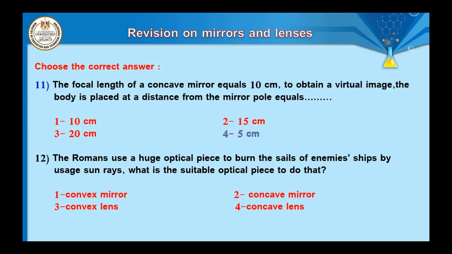Number 12. The Romans used a huge optical device to burn the sails of enemy ships by using sun rays. What is the suitable optical device to do that? The Romans used a piece to collect all light rays, which have heat energy, to burn the ships. This piece is a convex mirror, concave mirror, convex lens, or concave lens. Which of them is correct? Yes, concave mirror. Why concave mirror? To collect all light rays on the ships, producing heat energy to burn them.